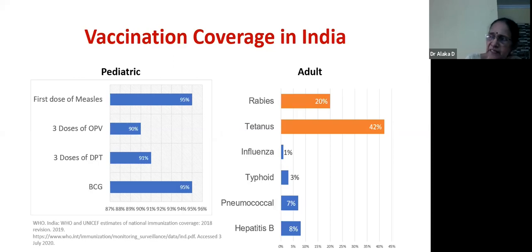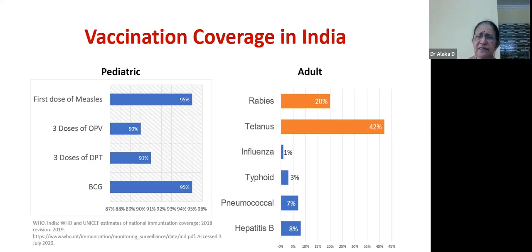And 95% is also only because we give the BCG vaccine on the 3rd day of the delivery, before the lady is discharged from the hospital. So if the delivery is in the hospital, then only the child gets the BCG vaccine. If the delivery is at home, then most of the people are not aware about this and they may not take the BCG vaccine.